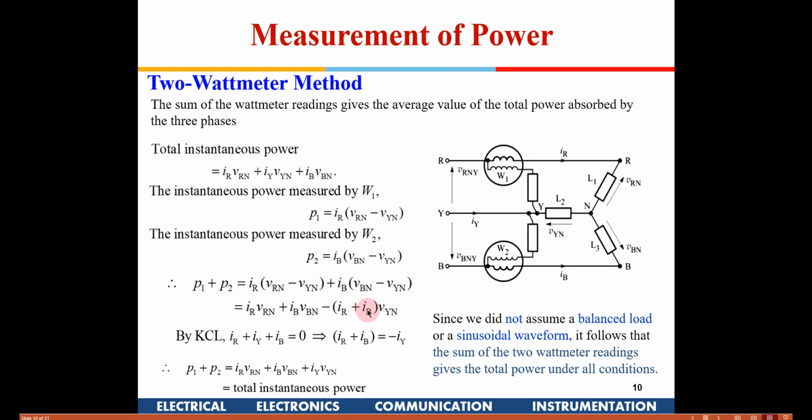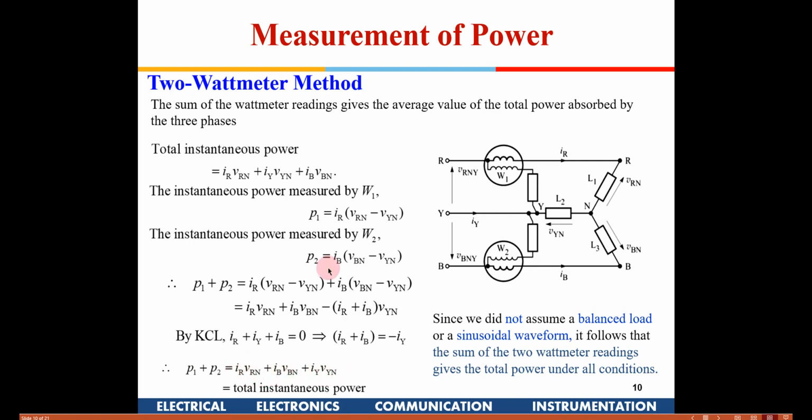Now we also know that from this node equation, IR plus IY plus IB is equal to 0, because all the currents are converging here. So the net current has to be 0, the algebraic sum of these three currents. So IR plus IB I can write as minus IY. If I substitute here, that minus and this minus becomes plus, so P1 plus P2 becomes IR VRN plus IB VBN plus IY VYN.